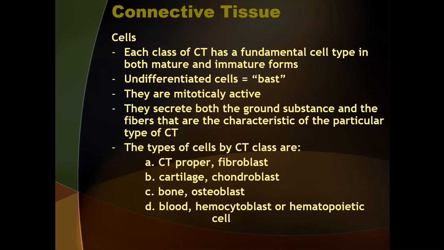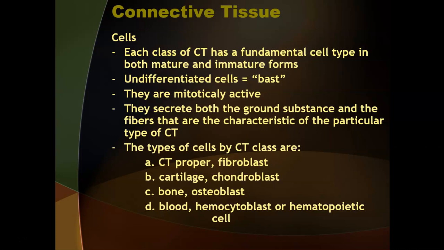I see here I've got a typo. The undifferentiated cell, so the cell that doesn't know what it wants to be yet, is known as a blast. I'm sorry, that should not be bast. That should be blast. So there should be an L in there. It should be B-L-A-S-T, a blast. Blasts are very mitotically active, which means they're dividing all the time. These blasts secrete both the ground substance, so out of themselves they secrete ground substance, and the fibers that are characteristic of the particular type of connective tissue. Both the ground substance they create and the types of fibers that we find in the particular connective tissue.